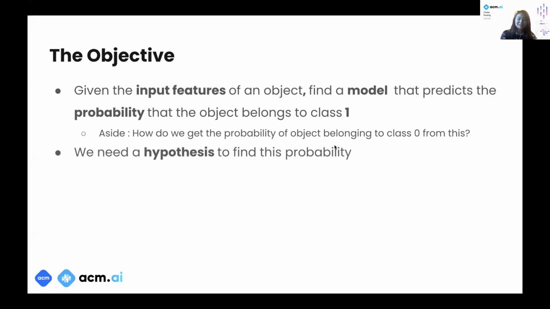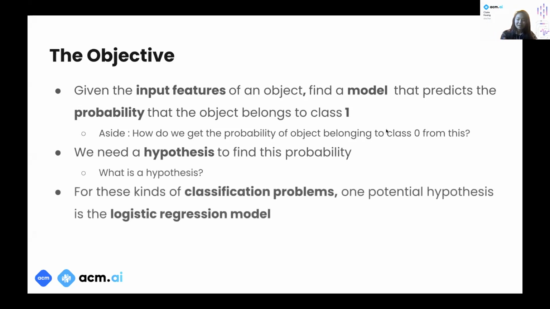To do this, we need a hypothesis to find this probability. In case you've forgotten what a hypothesis is, it's essentially a model or some sort of equation that describes a solution space that we need. And in this kind of case, where you're not deciding between two classes as in features, but instead looking for the probability, we are going to use something called a logistic regression model.